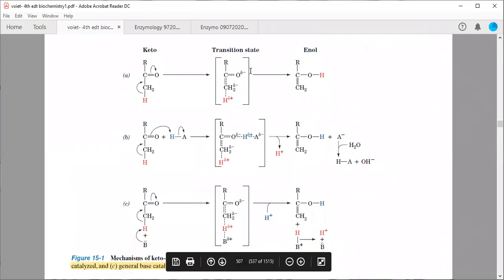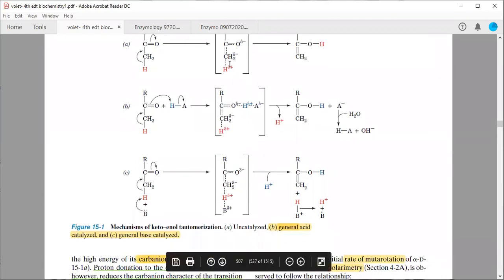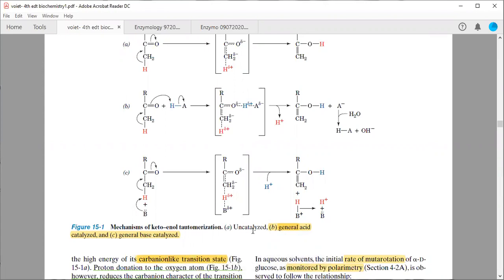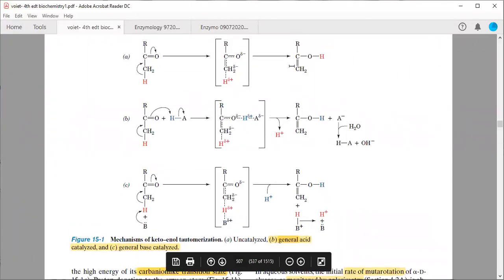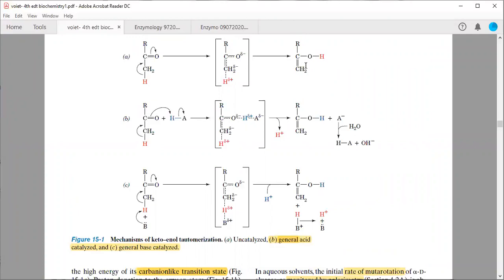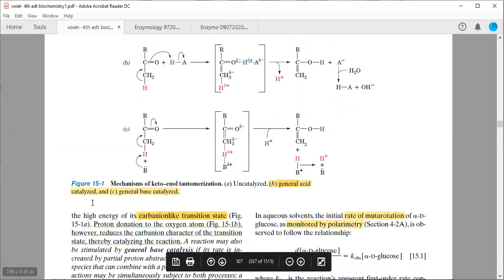So this is a basic reaction. This is an uncatalyzed reaction, in the absence of any enzyme. Then there is a general acid catalyst and a general base catalyst. Compared to these two catalyzed reactions, the uncatalyzed reaction will take more time, because uncatalyzed reactions have a high-energy carbanion-like transition state.